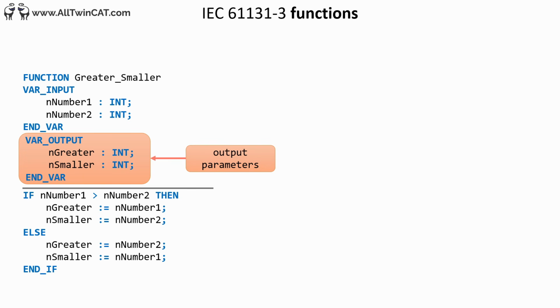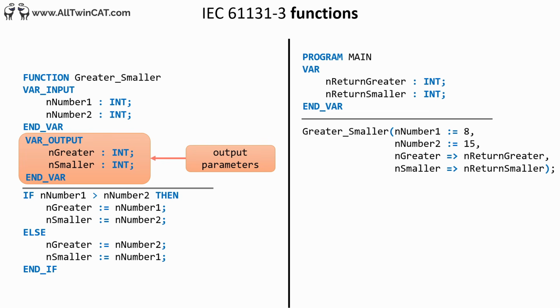To use a function like this, we first need to declare two variables in order for us to have somewhere to store the greater and smaller value. In this case, the two variables n return greater and n return smaller. Next, we call the function by its name greater underscore smaller, and we provide it with the two numbers we want to evaluate. Note the way to assign output values from a function to variables. Now the two variables will have the correct values.